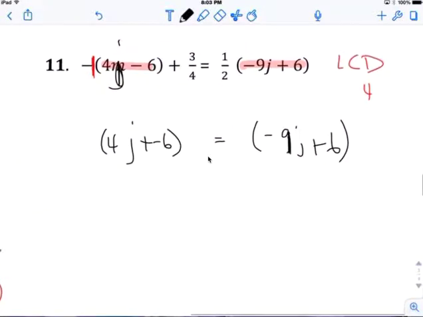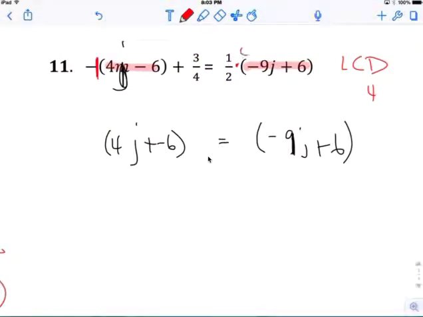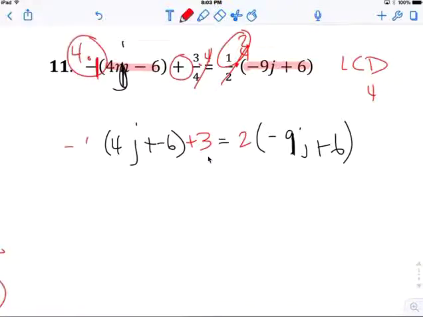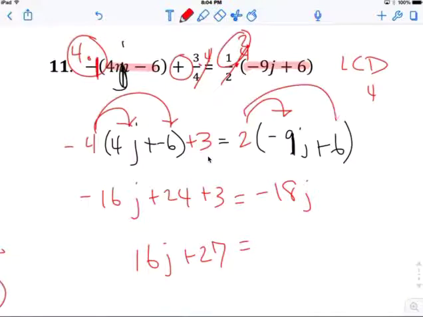Okay. Least common denominator is 4. I multiply this by 4. I get 2. Multiply this by 4, cross cancel, I get 3 plus 3. Multiply this by 4, I get negative 4. Distribute negative 16j. Distribute positive 24 plus 3. Oh, that's 16j plus 27. Distribute negative 18j plus 12.